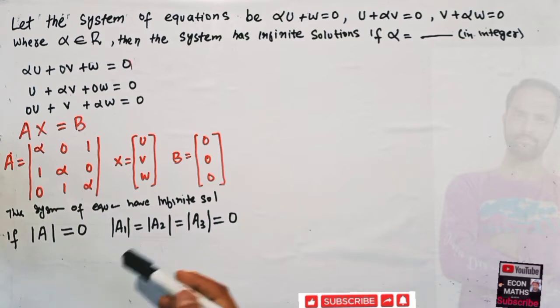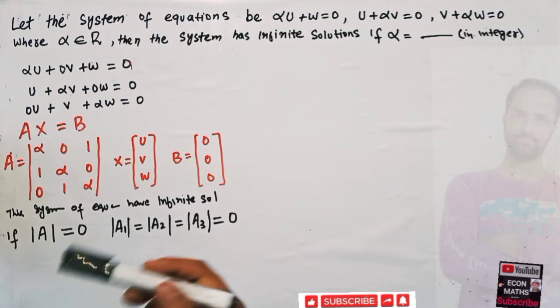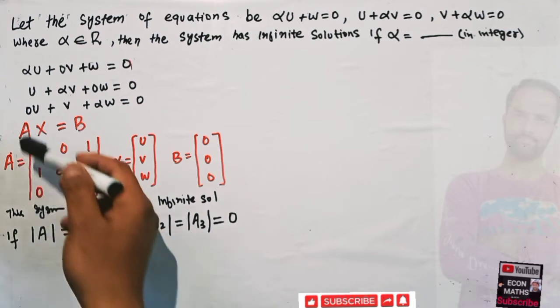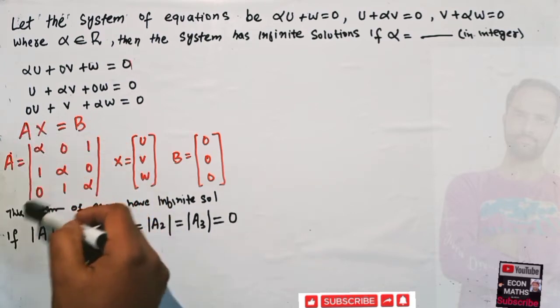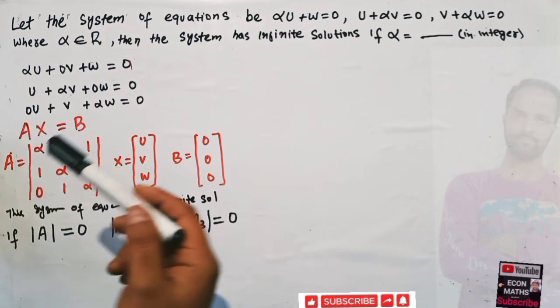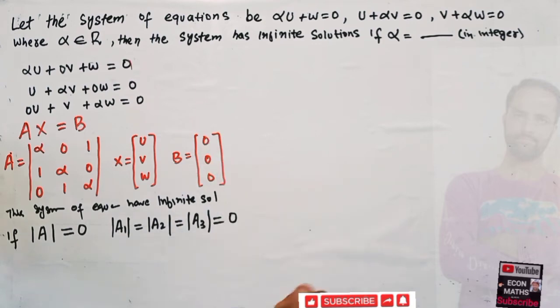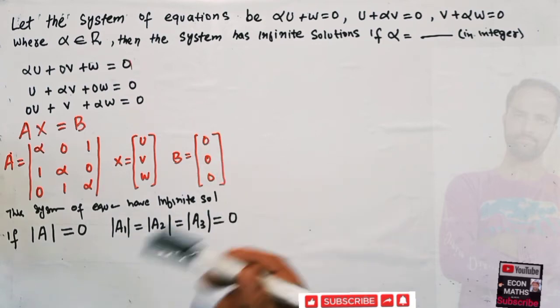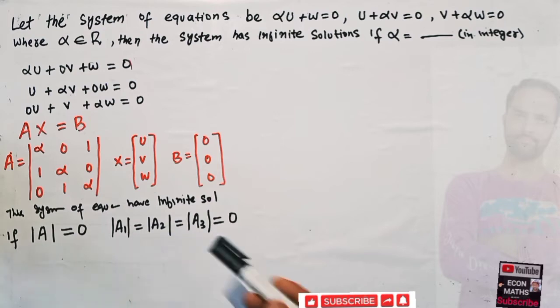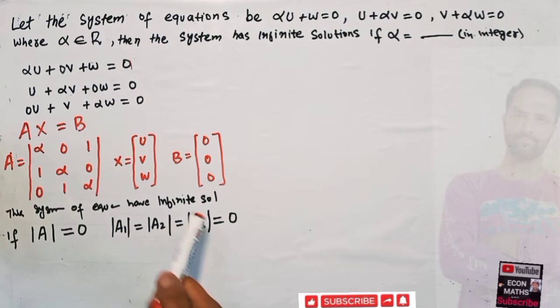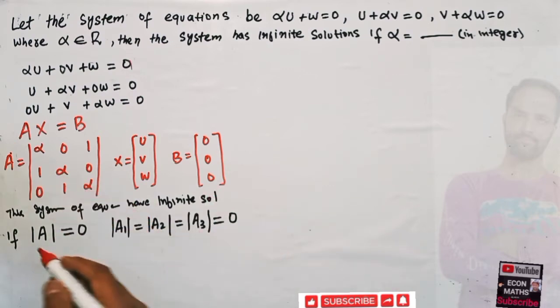Now what are these A1, A2 and A3? These are the matrices which are formed by replacing the column of this coefficient matrix with the vector of constant terms. We don't need to find them here, but this is the condition for the infinite solutions. If I have time, I will show you how we get A1, A2 and A3. First, let us see, if the determinant is equal to 0, then we will have infinite solutions.